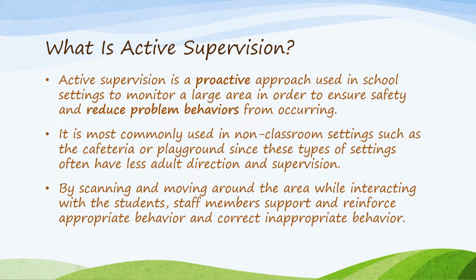What is active supervision? Active supervision is a proactive approach used in school settings to monitor a large area in order to ensure safety and reduce problem behaviors from occurring. It is most commonly used in non-classroom settings such as the cafeteria or playground, since these types of settings often have less adult direction and supervision. By scanning and moving around the area while interacting with the students, staff members support and reinforce appropriate behavior and correct inappropriate behavior.